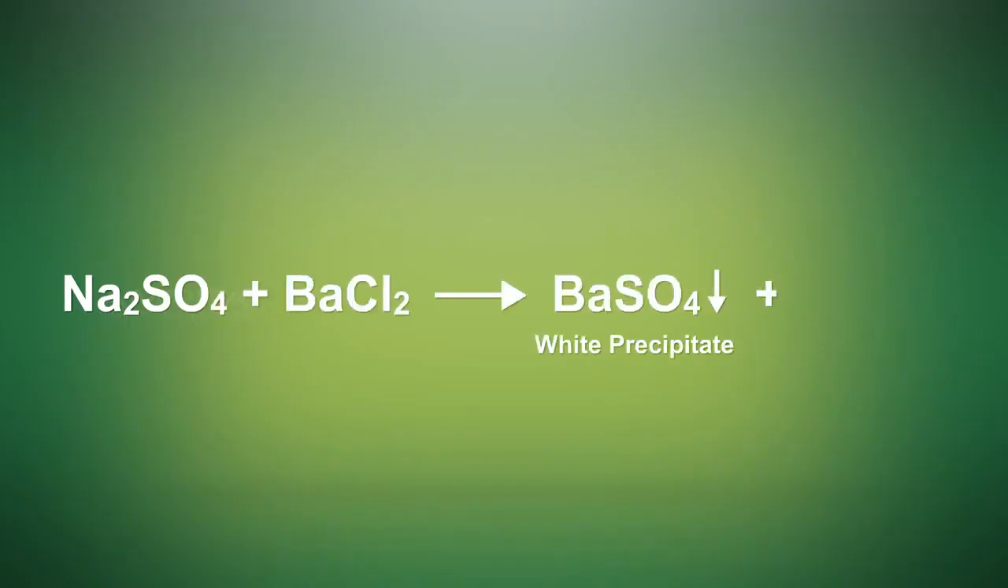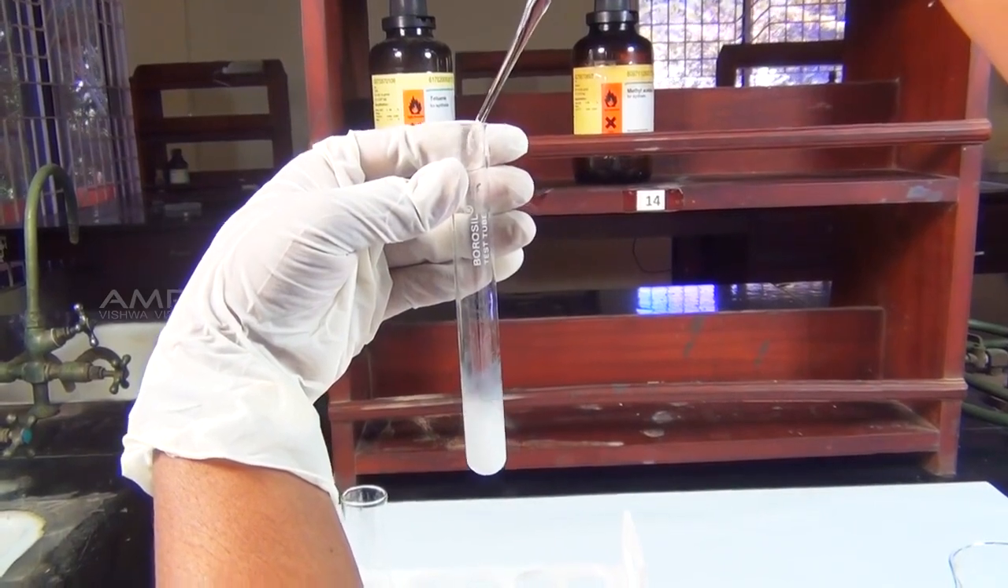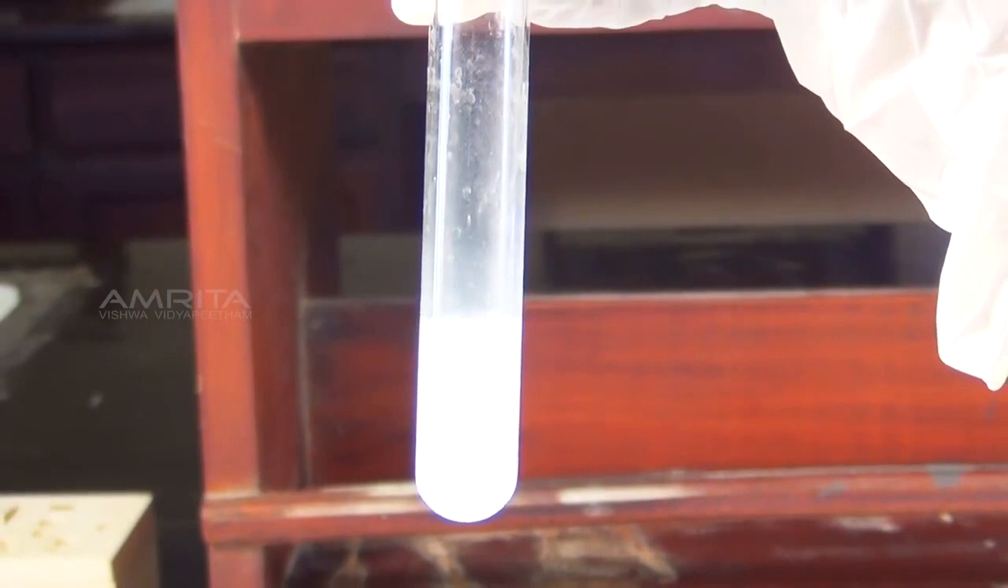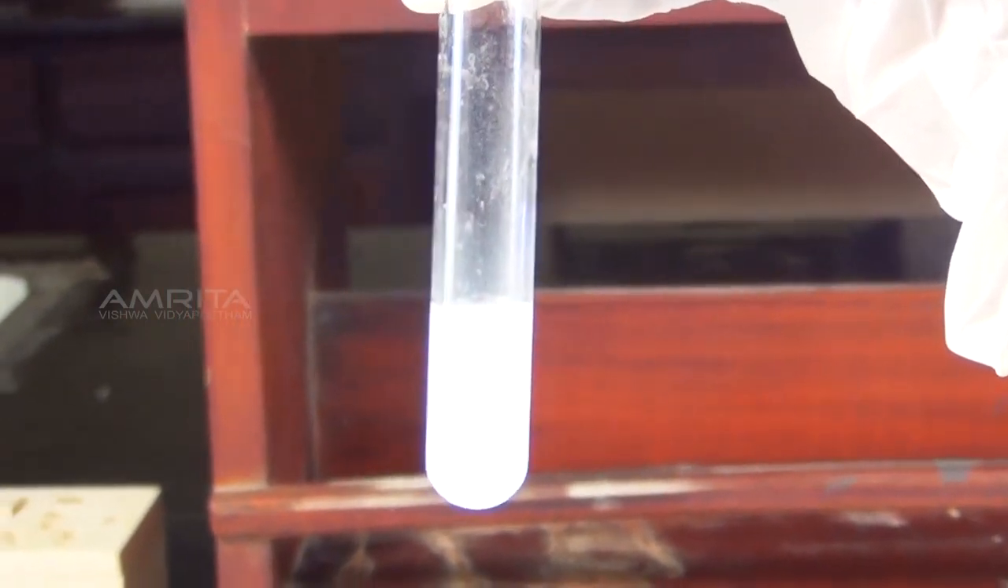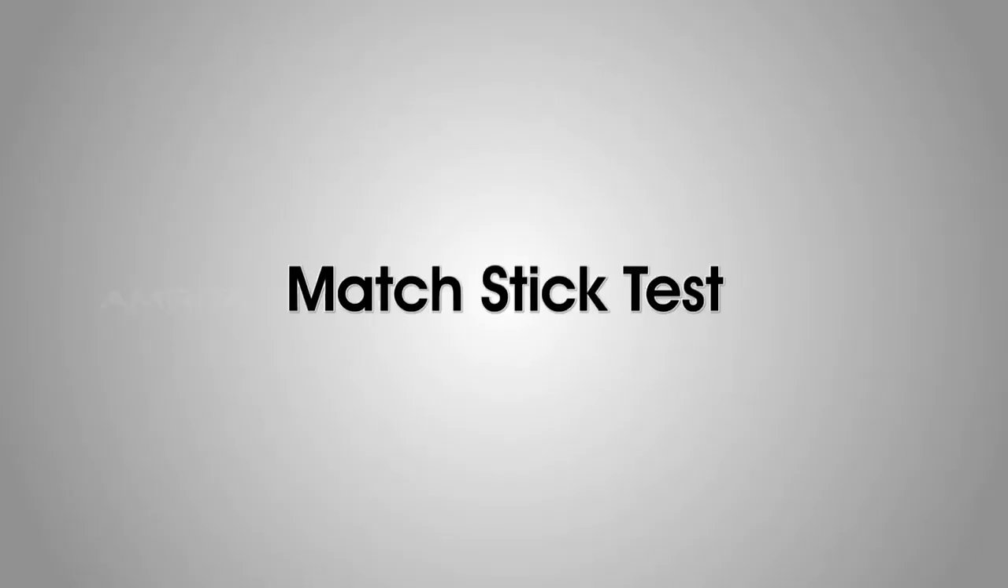Sulphate reacts with barium chloride to form a white precipitate of barium sulphate. Using another dropper, add a small amount of dilute hydrochloric acid to this precipitate and shake the test tube well. The precipitate is insoluble in dilute hydrochloric acid. Matchstick test.